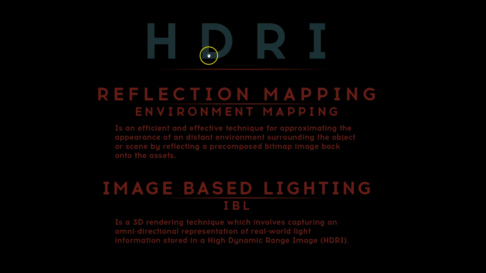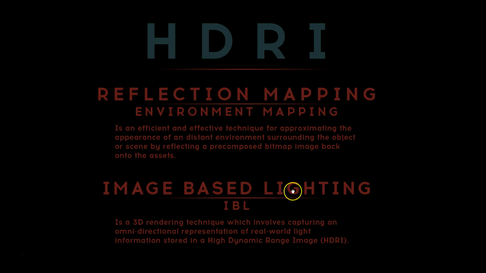Now, with HDRI, we're actually using it two ways. One way is what's called reflection mapping, also referred to as environment mapping. What that is, is we're taking that HDRI image and wrapping it. You can think of it as wrapping it on a sphere, a dome around our object to reflect back into it. So our object has interesting things to reflect back into it. So we're doing what's called reflection mapping.